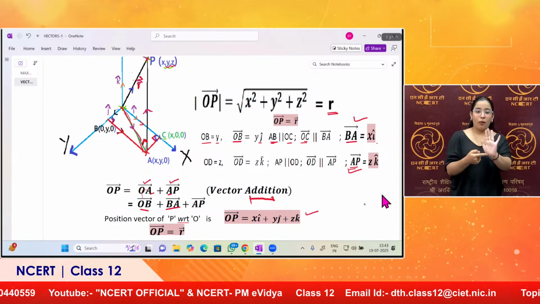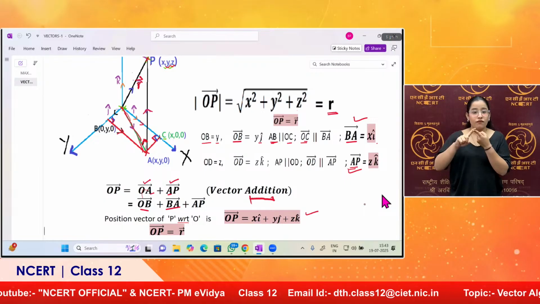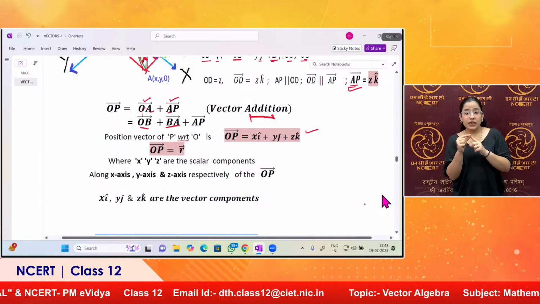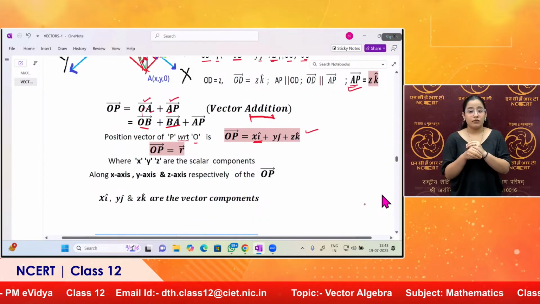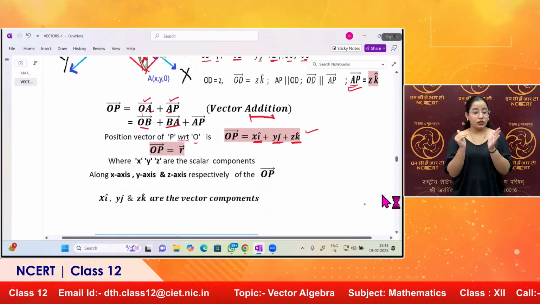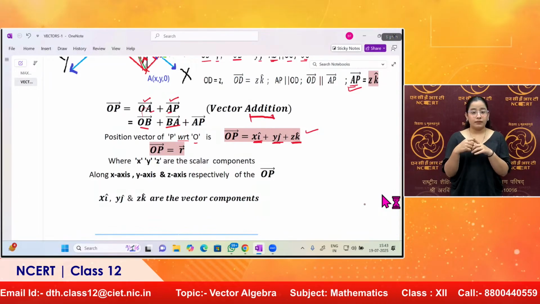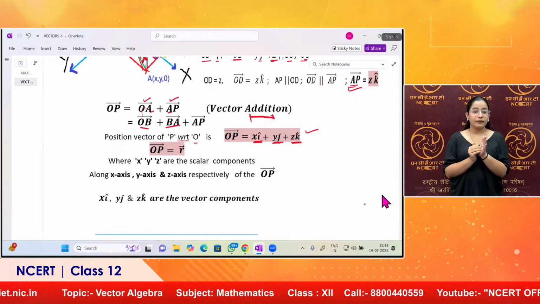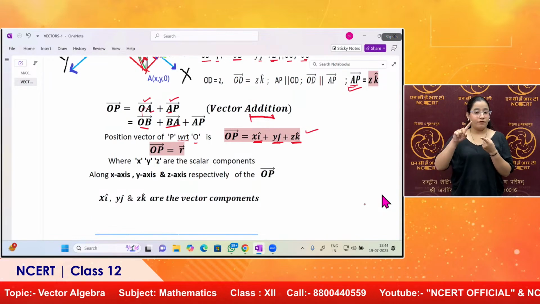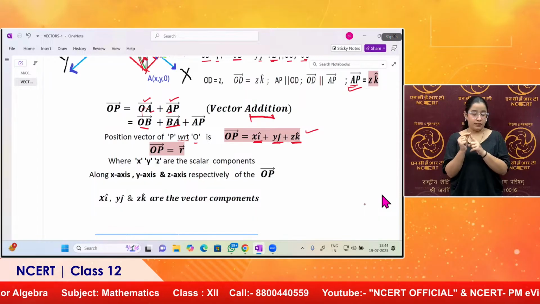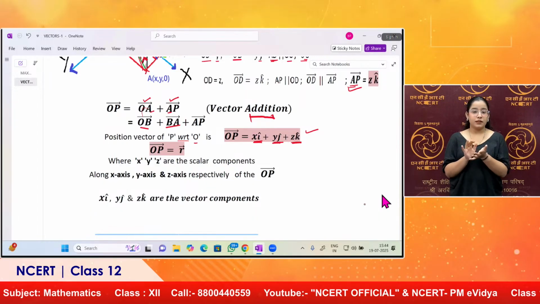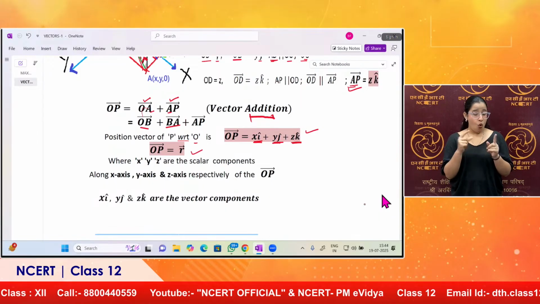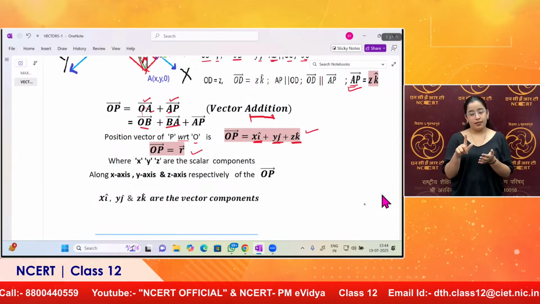Hence the word position vector. So isn't it a position vector that we have? The position vector of P with respect to O is xi plus yj plus zk. So we have expressed it in terms of x, y, z, that is xi plus yj plus zk. That's the vector OP in terms of the position it has in space. And the vector OP, in short, we can write as r also.